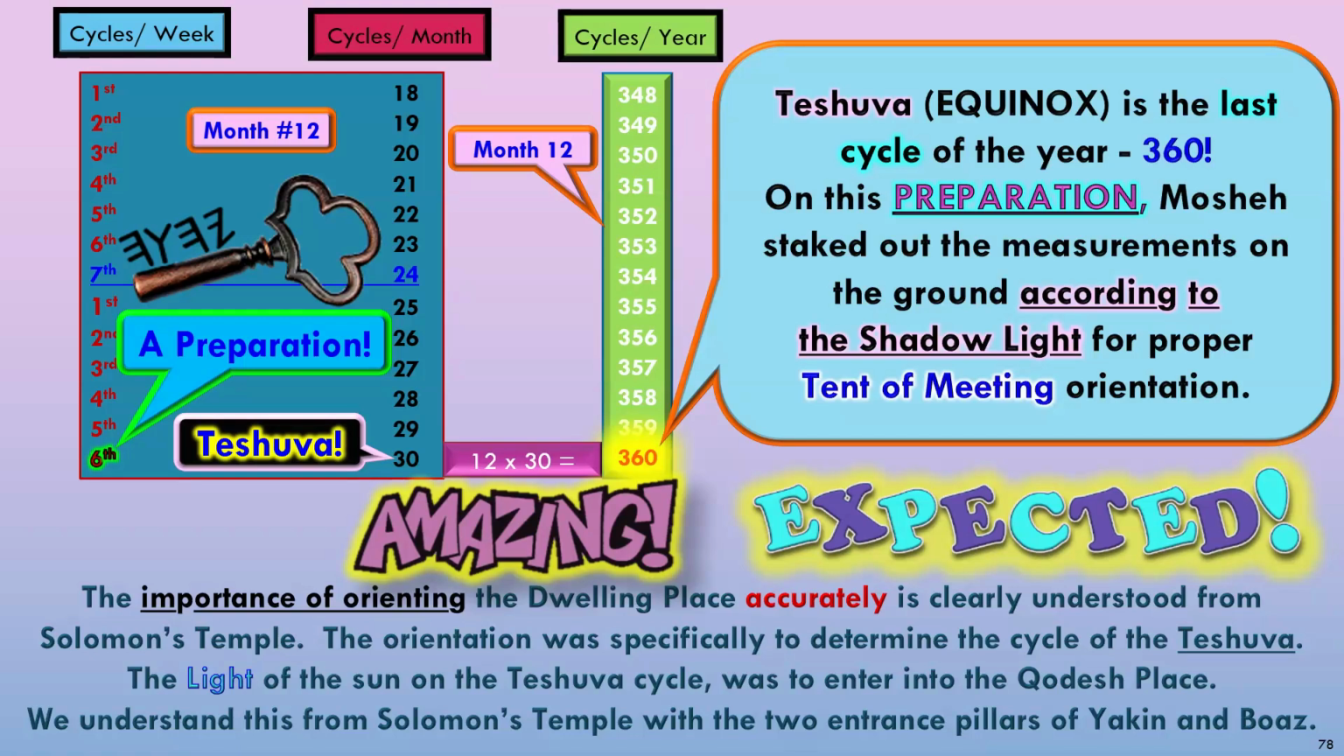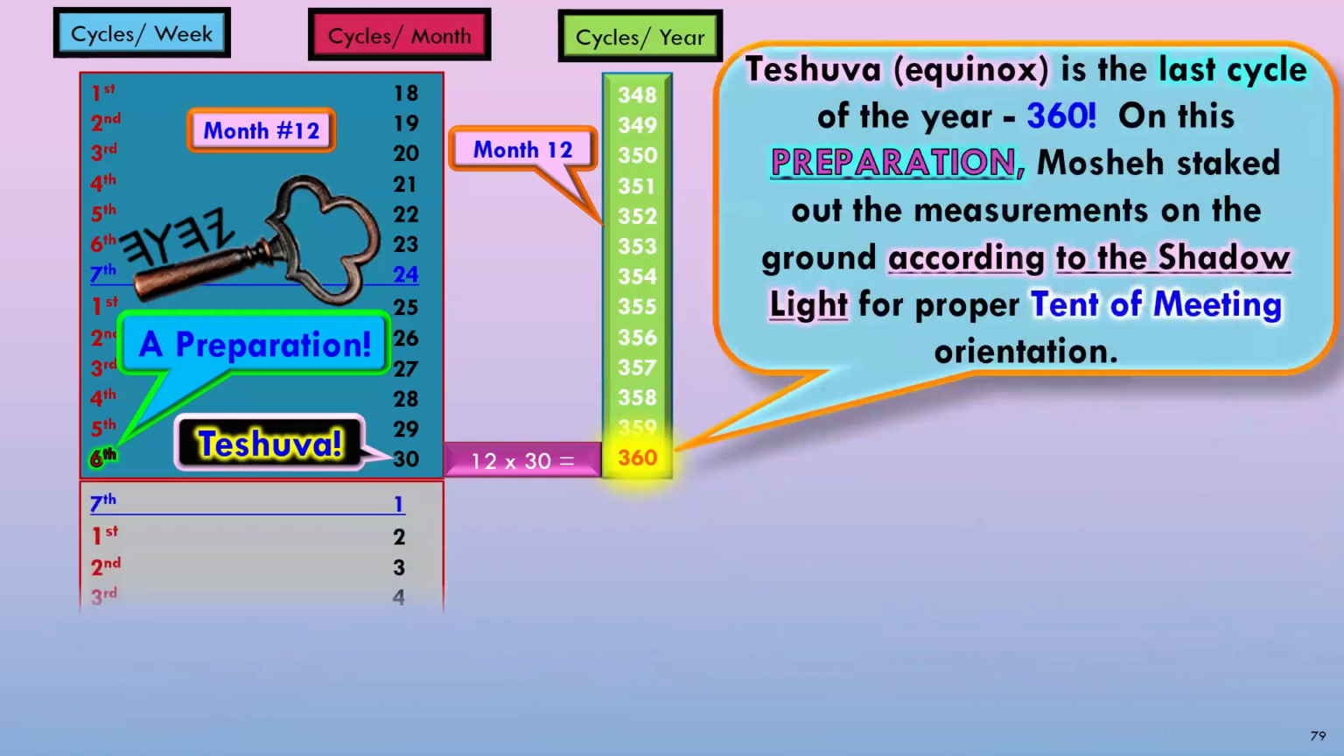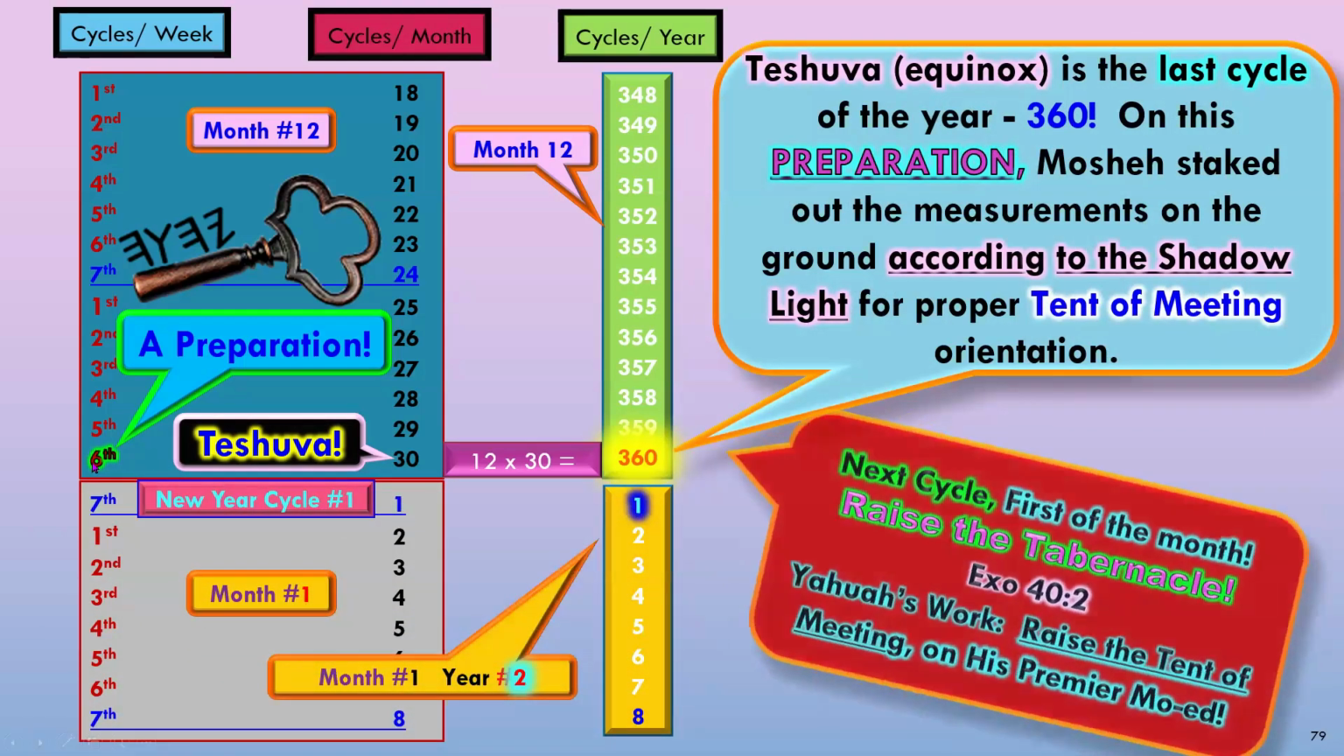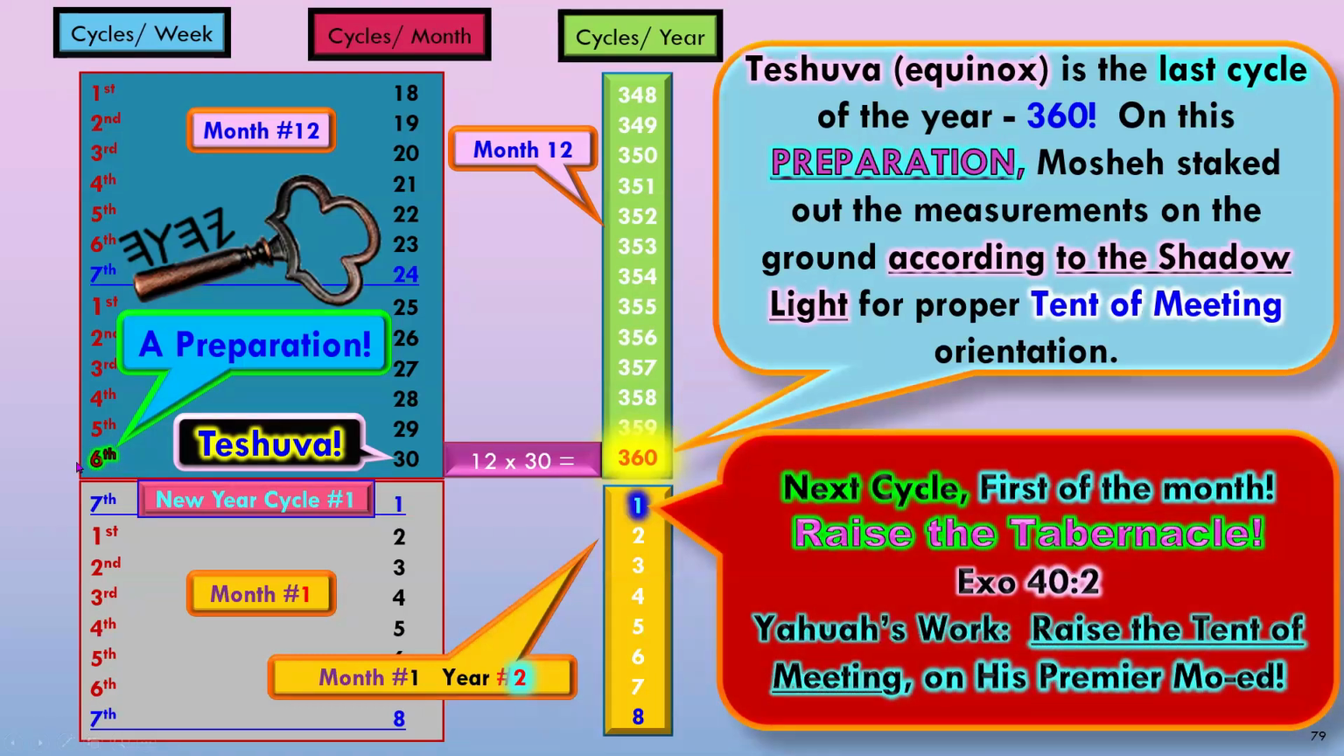So let's go to the next day, the new day of the new year. Again, it's the 6th cycle of the week preparation. It's the 30th cycle of the month, and next day is a 7th-day Sabbath. It's New Year cycle number 1. We came over, it's the first cycle of the year.